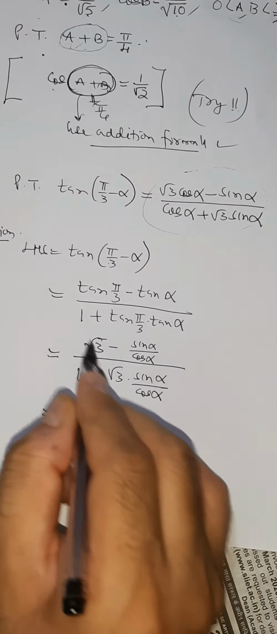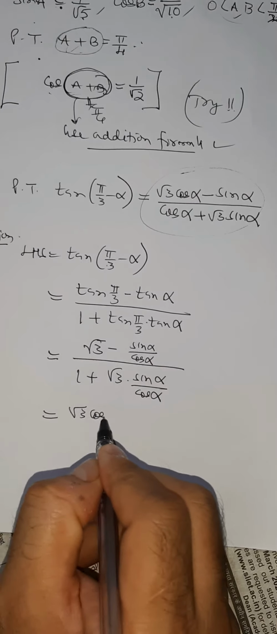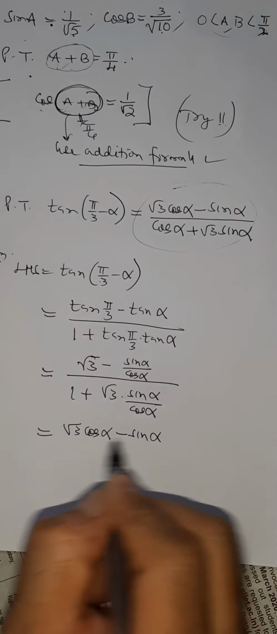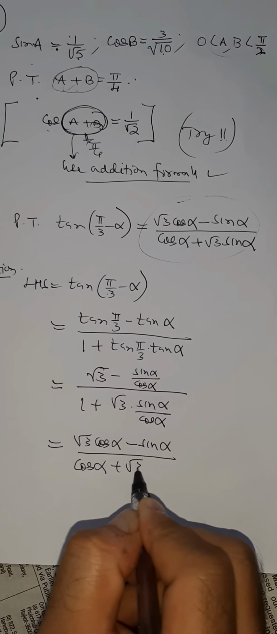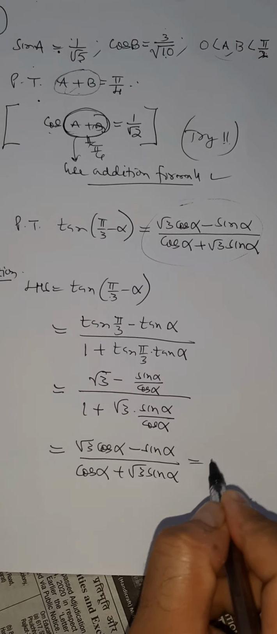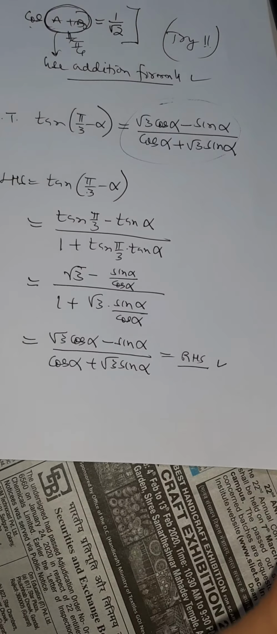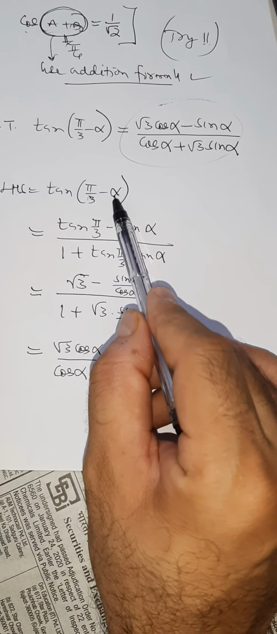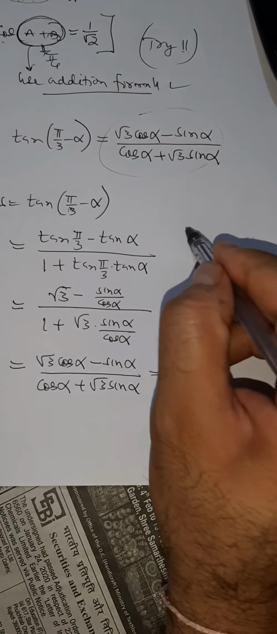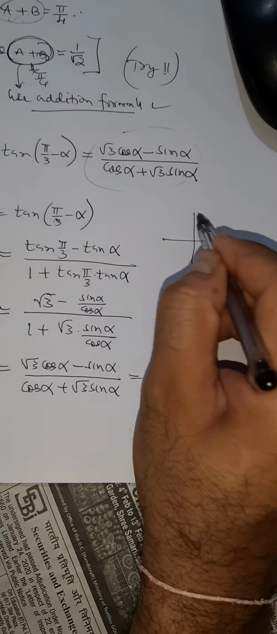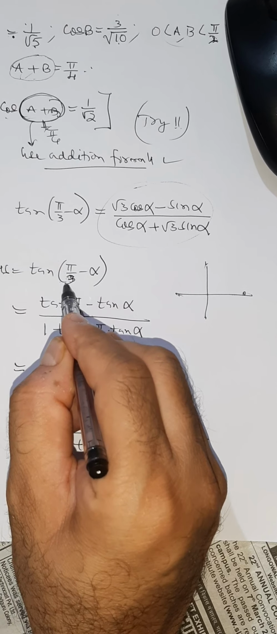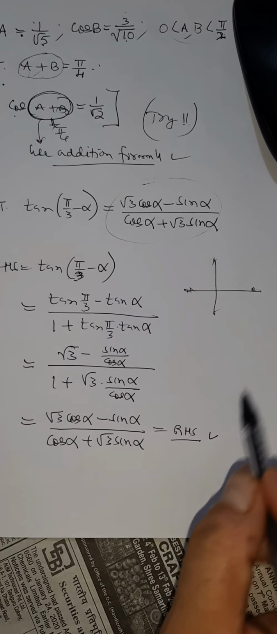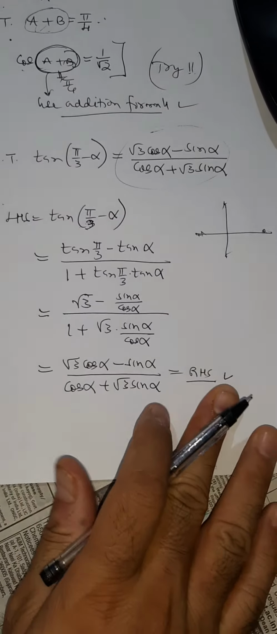Just take the LCM. So root 3 cos alpha minus sin alpha upon cos alpha plus root 3 sin alpha. This is your RHS. We have just used the addition formula for tan. Here remember, you cannot use that pi by 3 minus something is first or second quadrant, because pi by 3 is not one of these 4 points. That concept of the quadrant is useful only when you have one of the 4 points, so that concept cannot be used here.